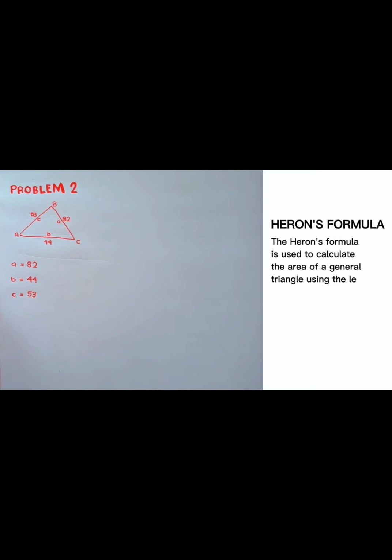Okay, so Heron's formula is used to calculate the area of a general triangle using the length of its sides. So basically, magagamit natin ang Heron's formula once na given ang tatlong side ng isang triangle.